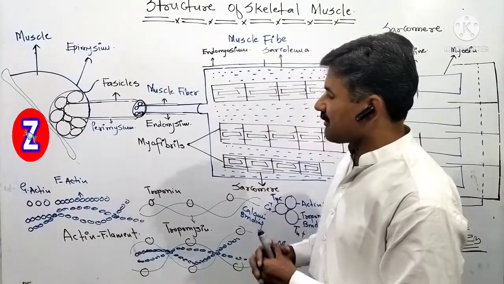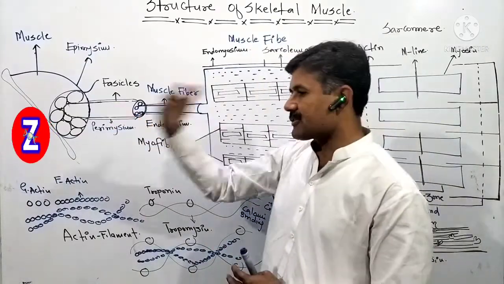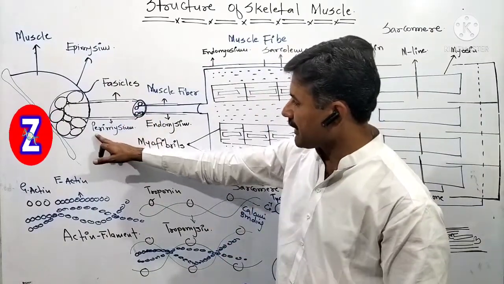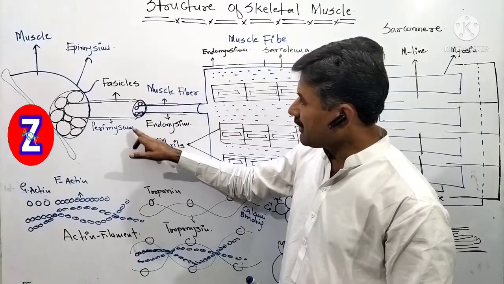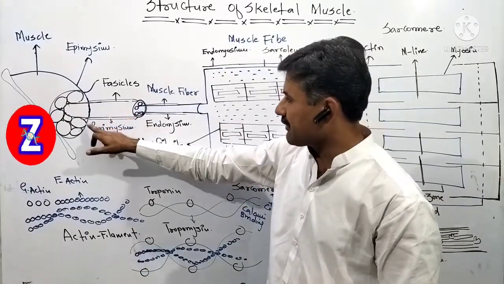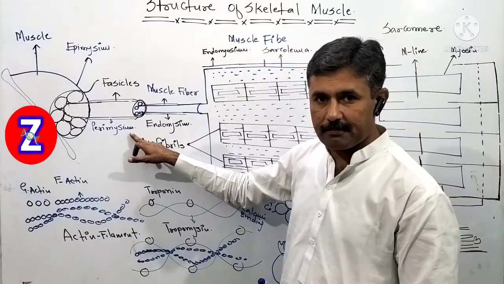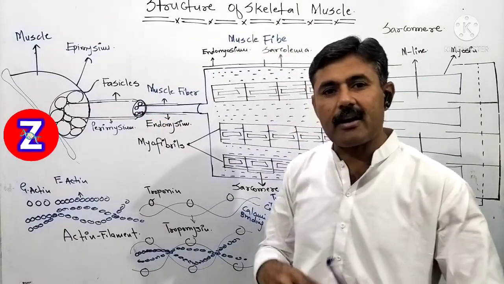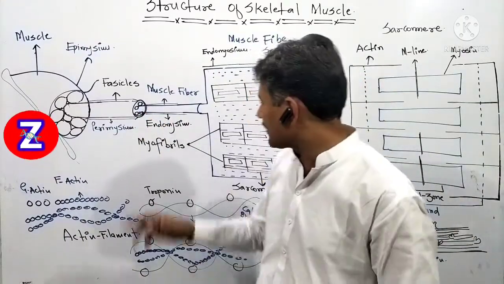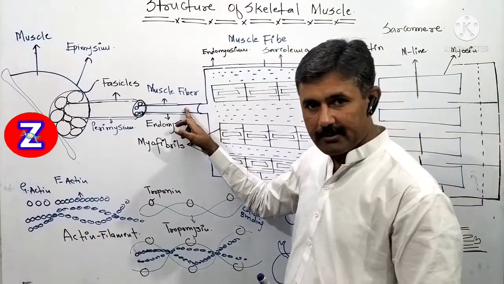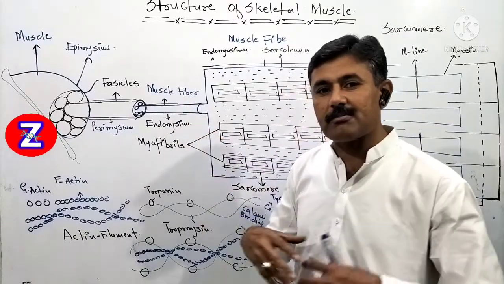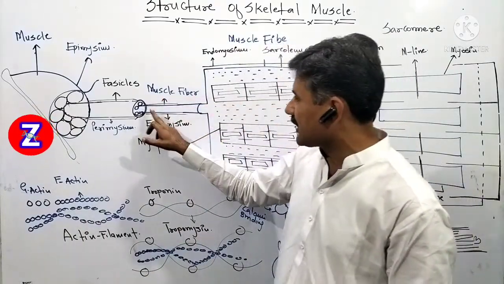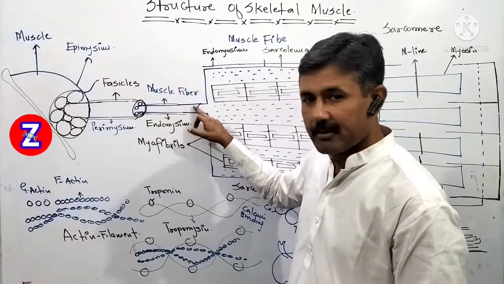And if we study the structure of a fascicle, the fascicle itself is externally covered by a connective layer, and that layer is called perimysium. The layer of a fascicle is called perimysium. And what does a fascicle contain? Within a fascicle there are many fibers present, and these are called muscle fibers. So a fascicle contains many muscle fibers, and we have taken one muscle fiber out from the fascicle. This is called one muscle fiber.